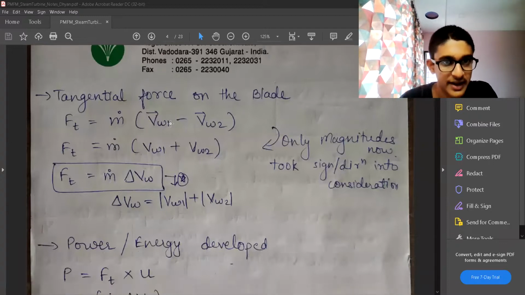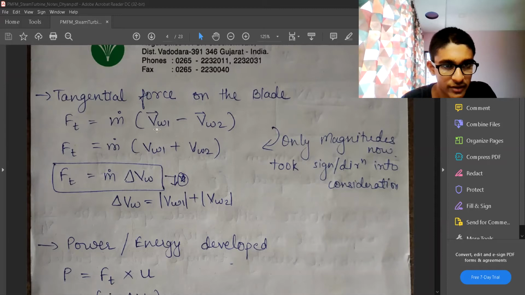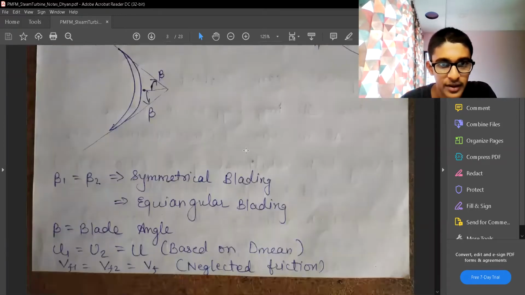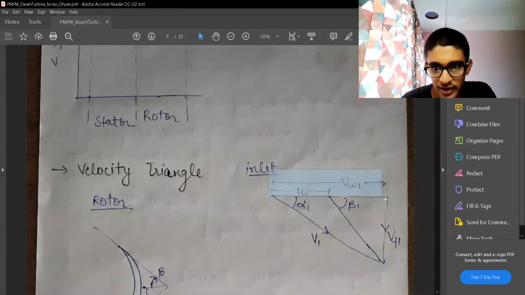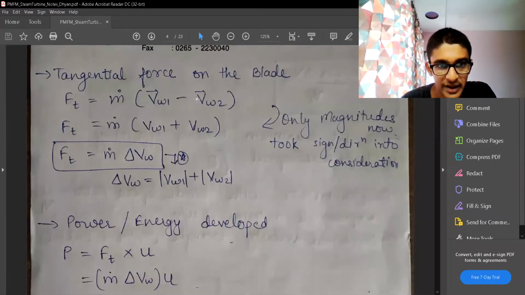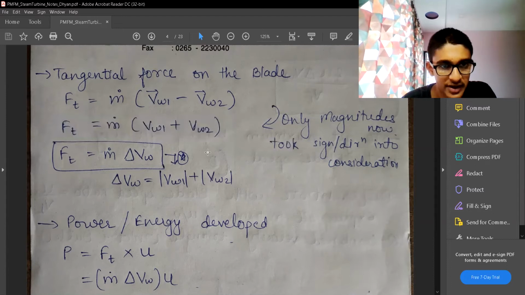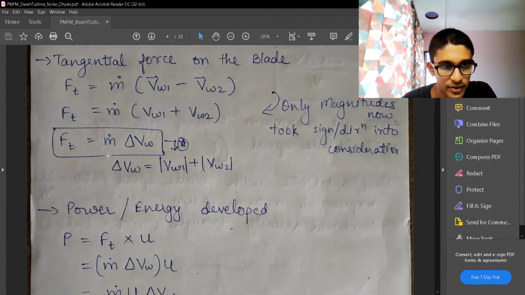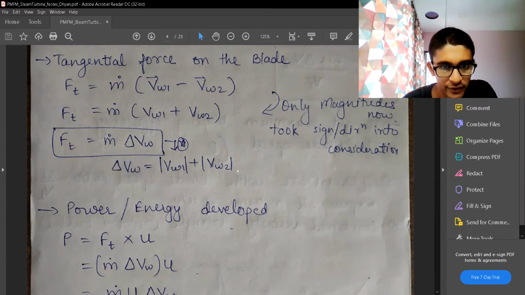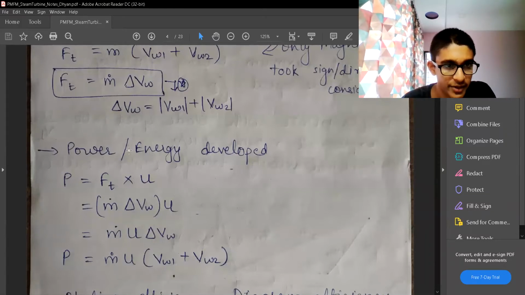So now let's see the tangential force on the blade. That's the force equation we have, VW1 minus VW2. That's the tangential force. And when we take into account the negative sign, that is the direction of VW2, magnitude-wise we have addition of velocities, and we can show delta VW is equal to magnitude of VW1 plus magnitude of VW2. So the total force is m dot delta VW.